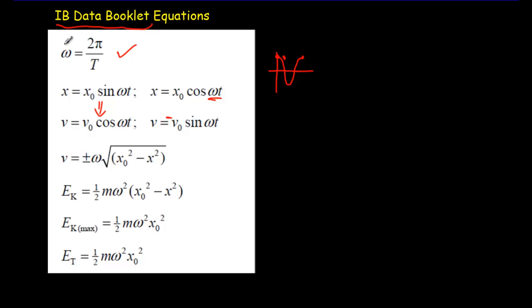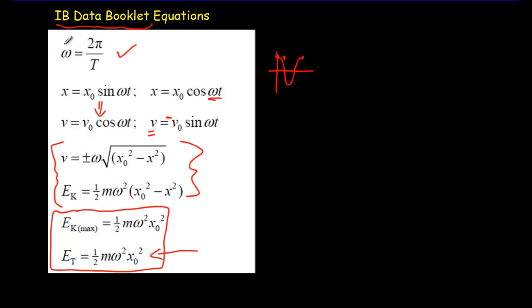Perhaps the IB has defined their variables differently than I have. I'm not sure. Maybe this is an equation for speed. I'm not sure. These two equations I'm going to talk about more in a second. These ones here should be semi-familiar to you.